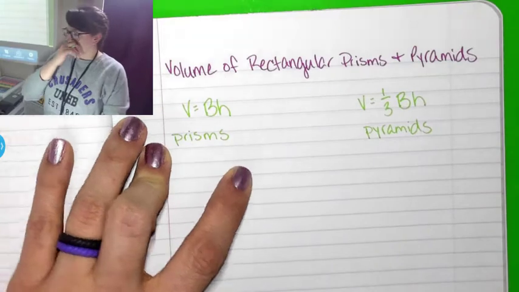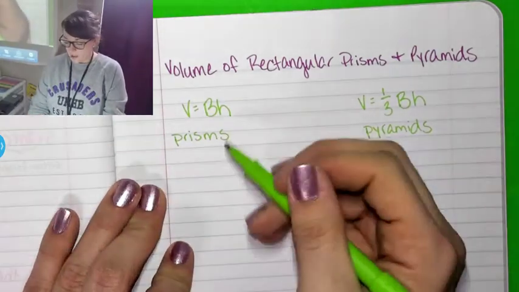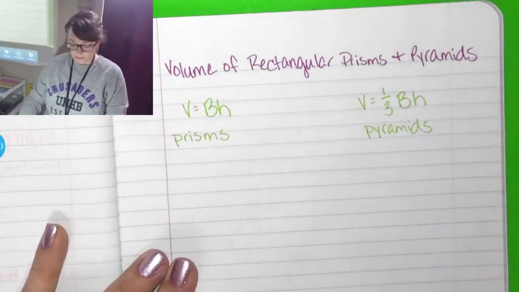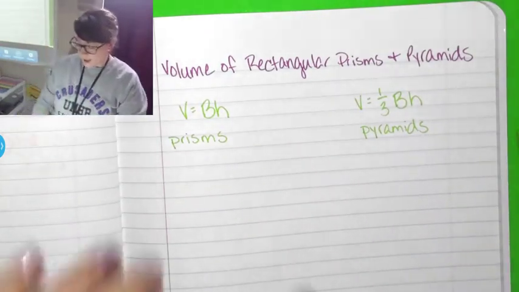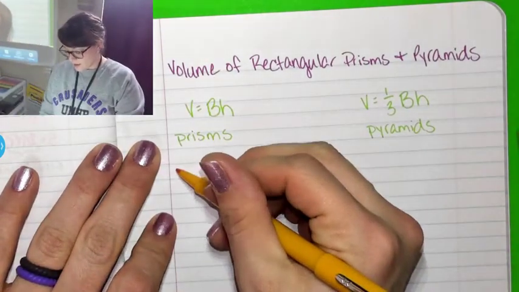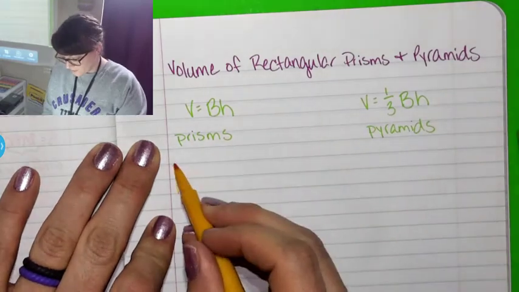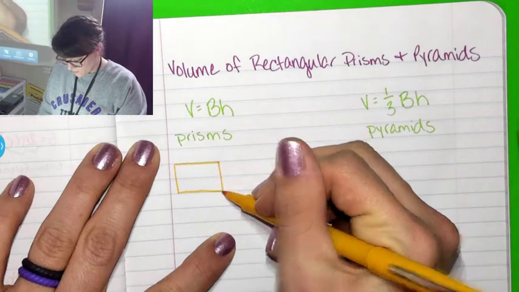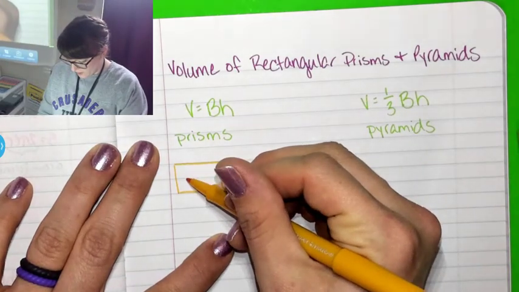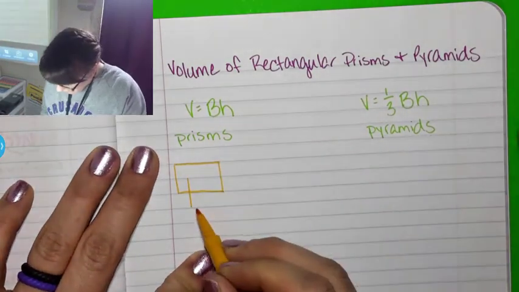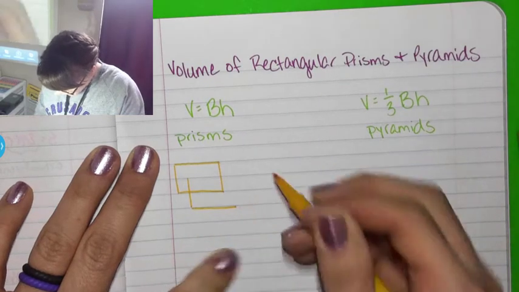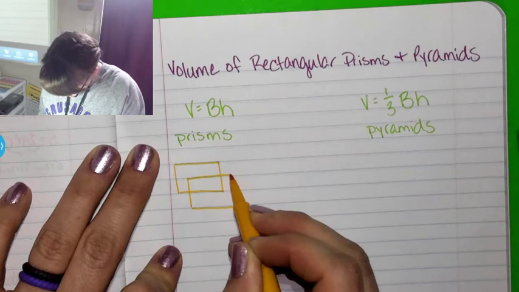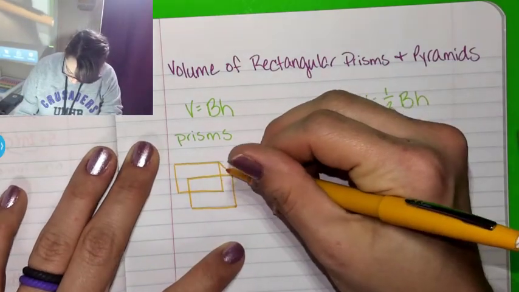Now, a prism, we're going to draw. So if you're one who likes drawing, here we go. Rectangular prisms: draw a rectangle. Go off a little bit, draw another rectangle. And then connect your corners.